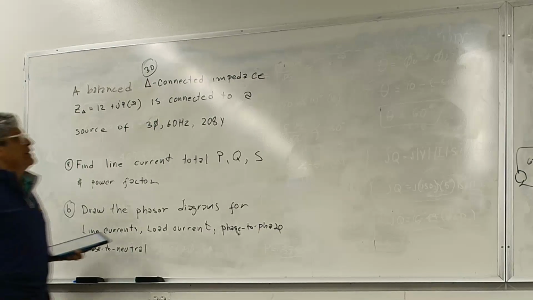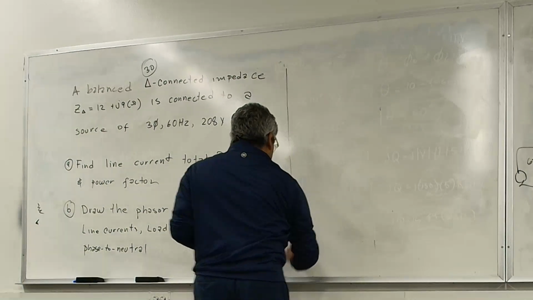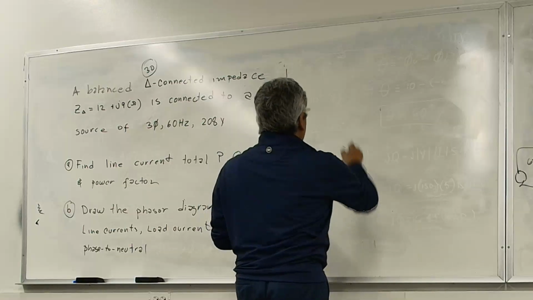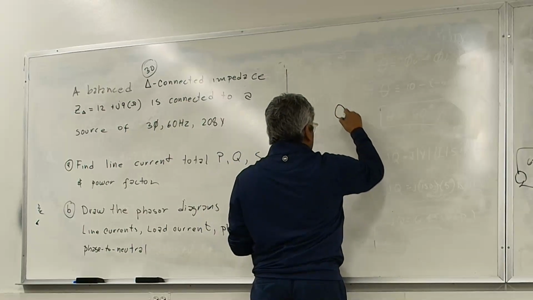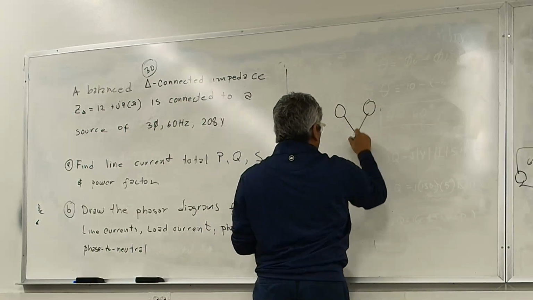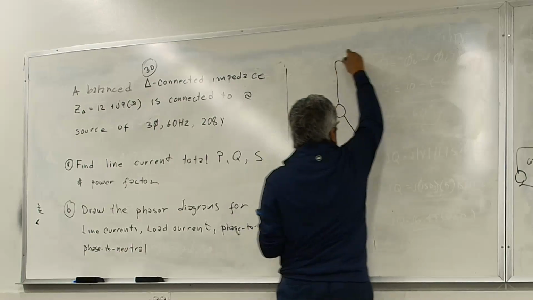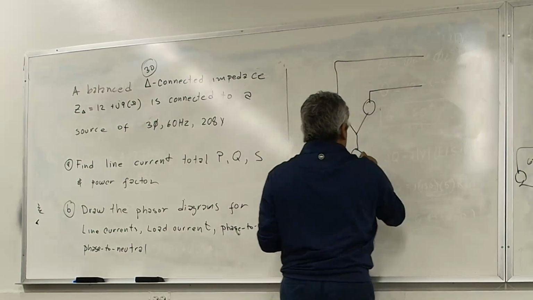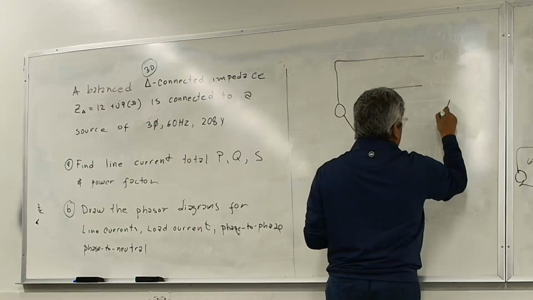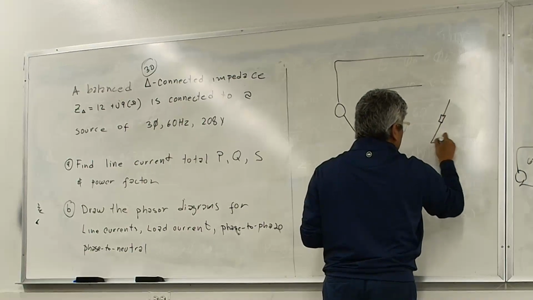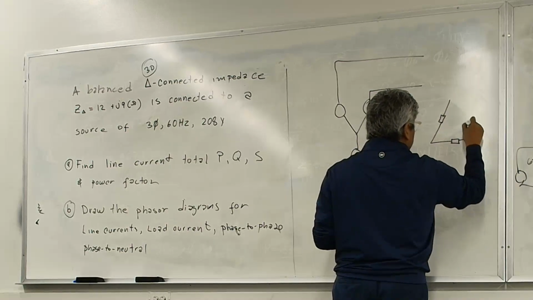All right. So if you have a problem like this, the best thing to do is just to draw the one-line diagram for yourself. So that way you know what they're asking you for. So they have this load, which is a delta connected to this Y.